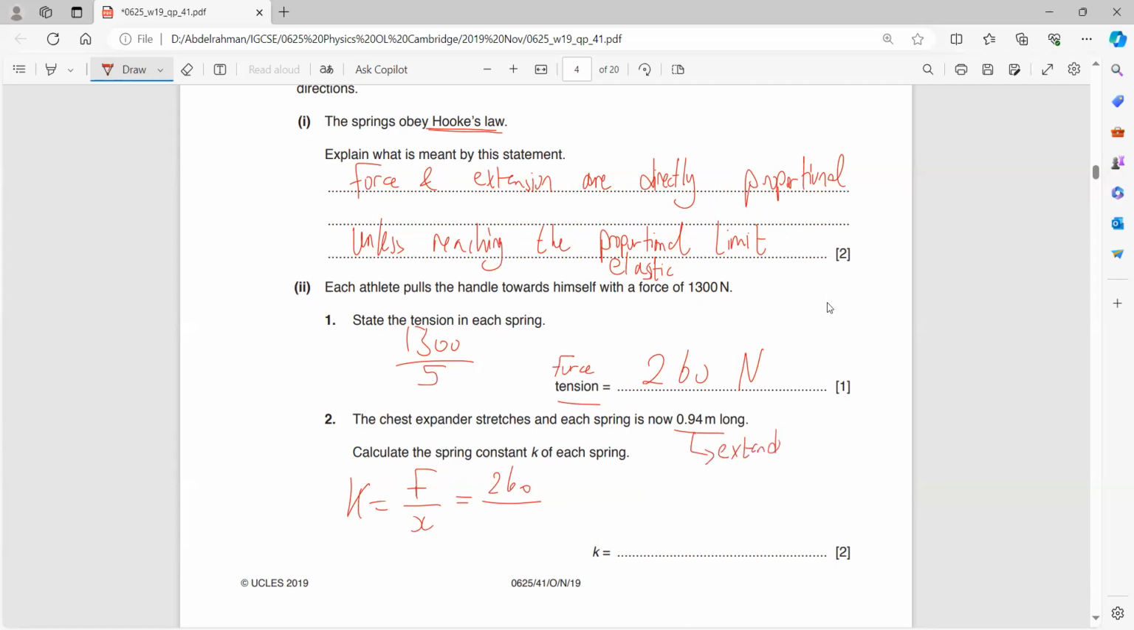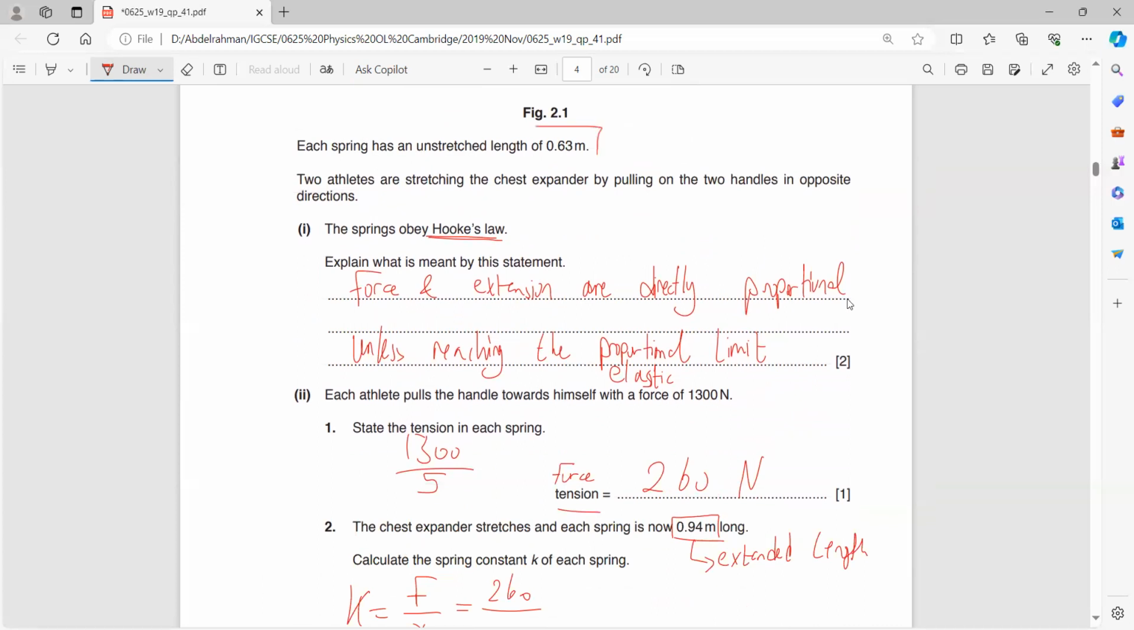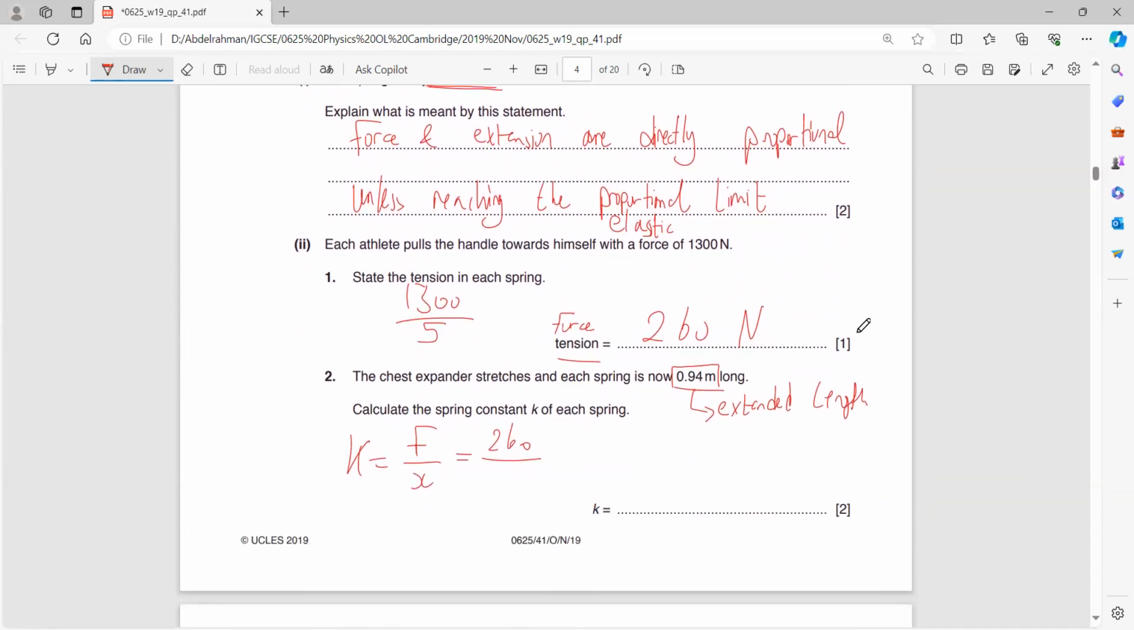This is the extended length. It says each spring is now 0.94 meters long. Initially, what was the length? Let's look up: 0.63. So 0.94 minus 0.63 gives the extension. How can I find the extension? Extension equals the extended length minus the original length.